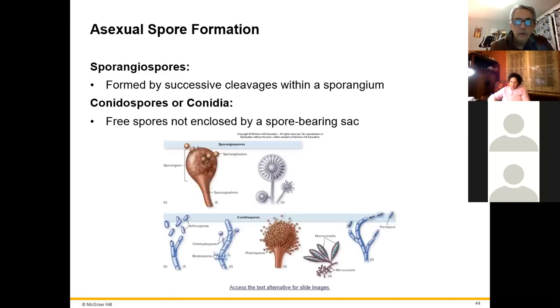So, okay, the spore formation is asexual. And the sporangiospore is what this structure is that releases the spores. Or you can have free spores that are not enclosed in a spore-bearing sac. So you have two different ways this can occur.